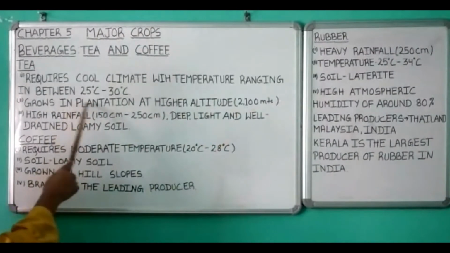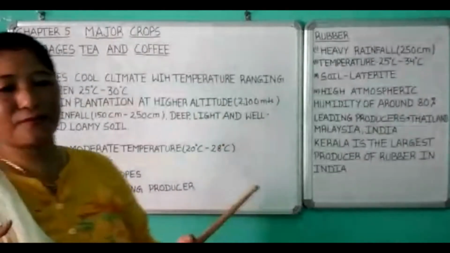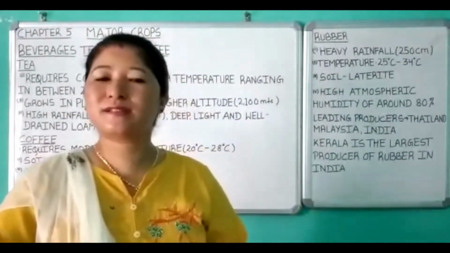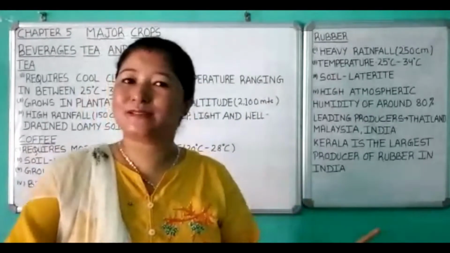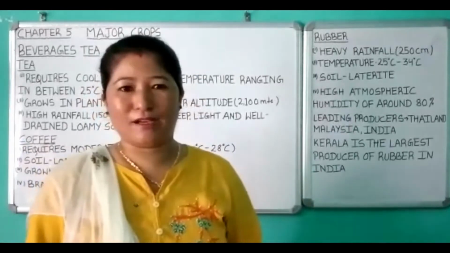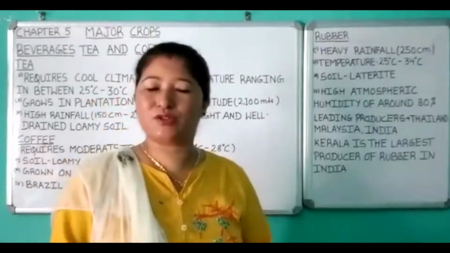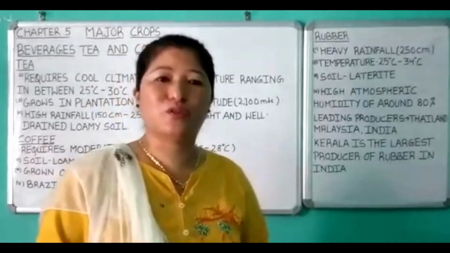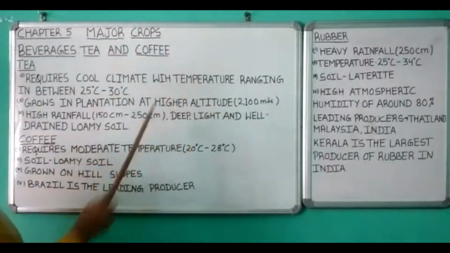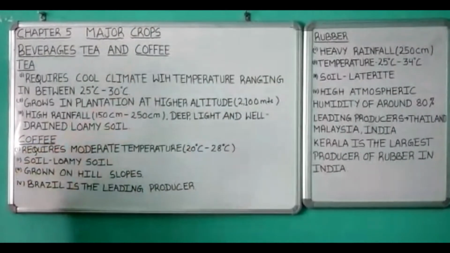Now what is the meaning of plantation? It's a type of farming in which a single crop is grown in a vast area. Like we call it a tea garden, isn't it? Where only tea is grown over a vast area. We also call it monoculture. It's the cultivation of a single crop. So therefore it's grown in plantations at a high altitude, around 2100 meters above mean sea level.